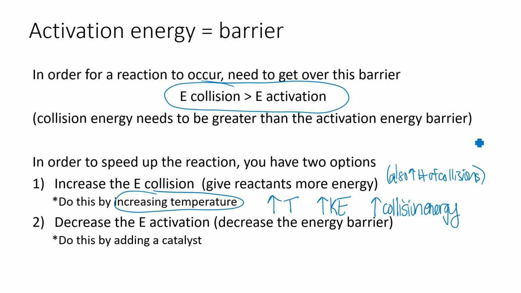So increasing the temperature actually does two things. It's going to cause your particles to bump into each other more often, but very importantly, it's going to increase the energy of those collisions that happen as well. So you're going to have more collisions, and a greater percentage of those collisions will have enough energy to result in an actual reaction. Another thing you can do to make a reaction go faster is to somehow decrease that energy barrier. And it turns out this is what catalysts do. Catalysts will lower the activation energy, and that can make the reaction go faster.